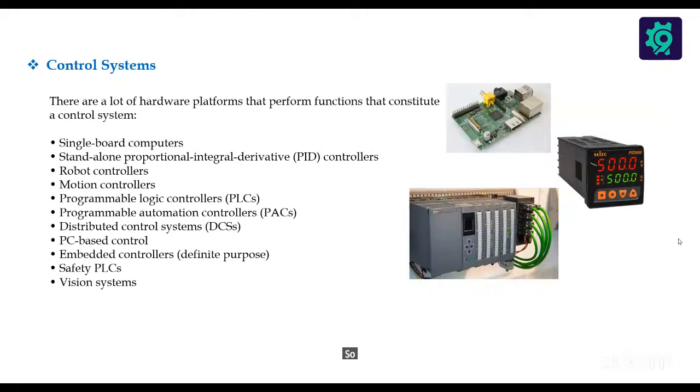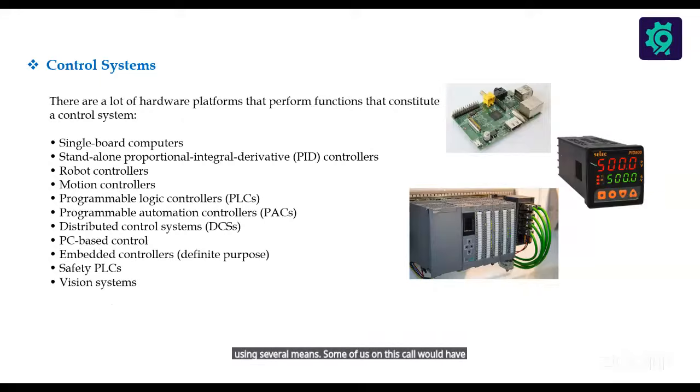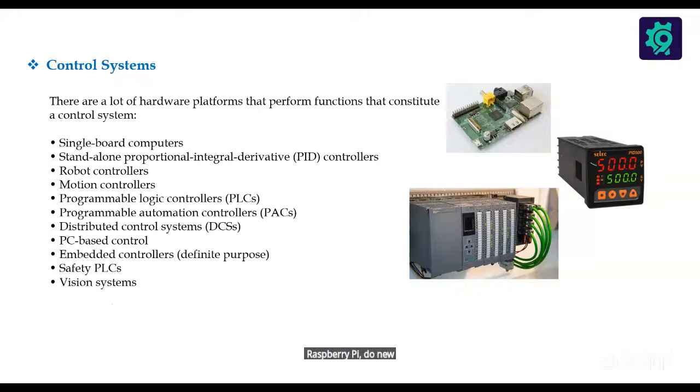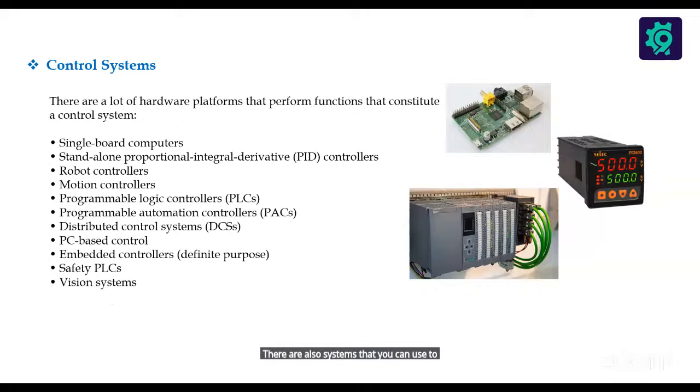So now you can control a process using several means, right? Some of us on this call, during your final year project or a class project in school, would have worked with things like Raspberry Pi, Arduino boards, ATmega, is it 5,000? I can't remember the number behind that one anymore. You would have programmed them using different languages. They are also systems that you can use to control a process, basically control an activity.